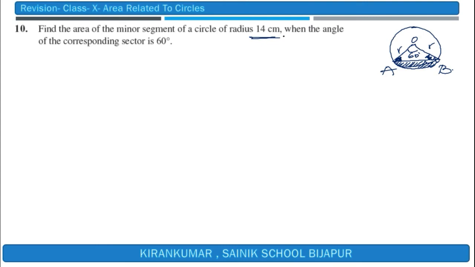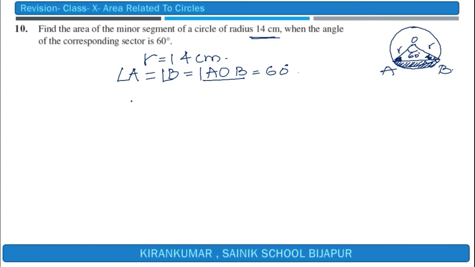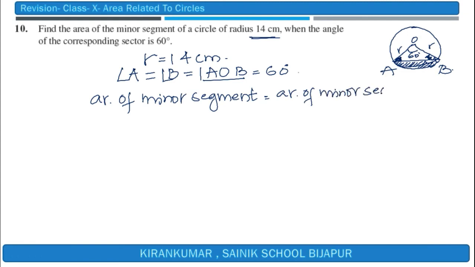Now for the segment, I am going to shade this part. They have given the radius of the circle is 14 centimeter. Here angle A will be equal to angle B. This will be equal to angle AOB, and all the three angles are equal to 60 degrees. Now to find area of the minor segment, I require area of minor sector minus area of the triangle. Let me mention that area of minor segment will be equal to area of minor sector minus area of triangle AOB.